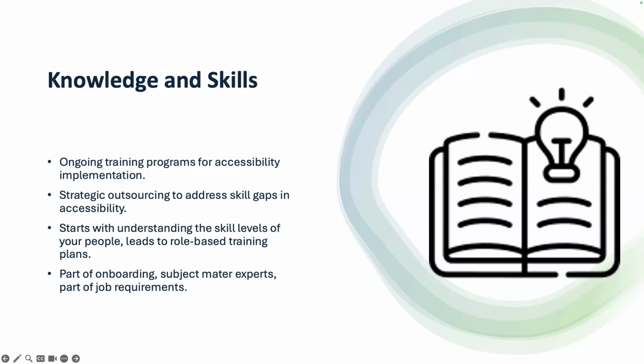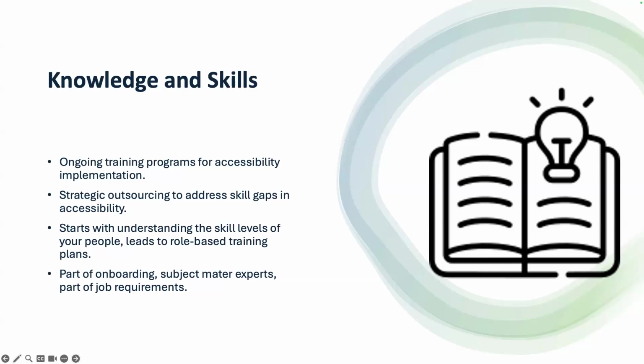Knowledge and skills is ongoing training programs for accessibility implementation. This means you have training programs, you have training that you're providing for your people. You should probably have a general accessibility training, but you should also then have specific trainings for different roles within the organization. If your organization doesn't have the skills, maybe you want to outsource this to a third party. Maybe you need help with a VPAT. You might want to consult with a third-party consultancy because they'll have the expertise. They'll help you guide your actions and help you understand where you need to go.